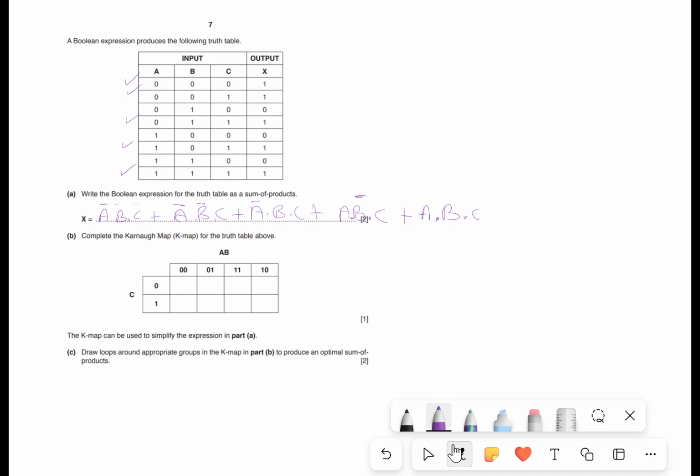So 0, 0, 0 gives a 0, 0, 0, 1 gives us a 1, 0, 1, 0 gives a 0, 0, 1, 1 gives us a 1, 1, 1, 1 gives us a 1, and 1, 0, 1 also gives us a 1.